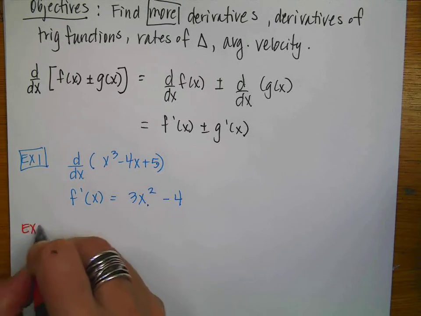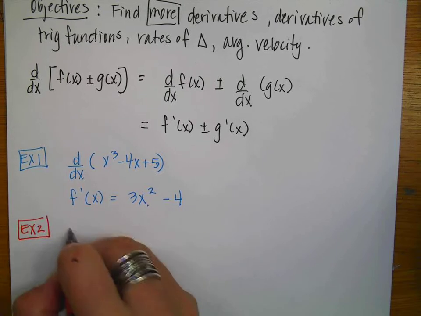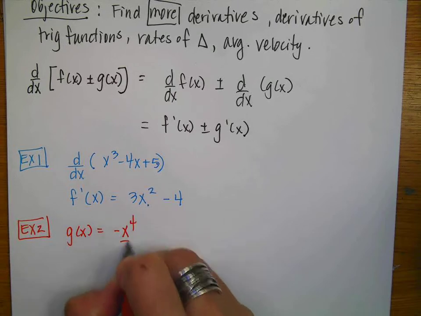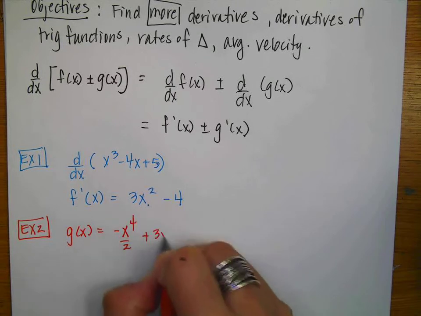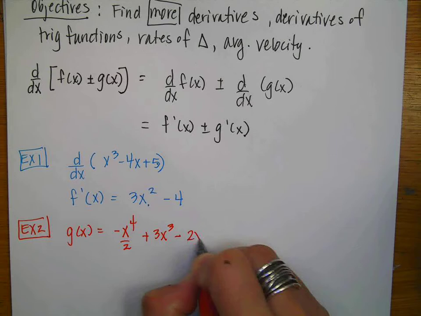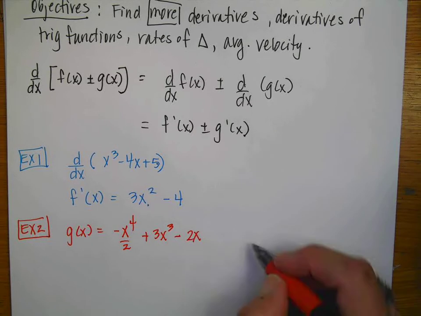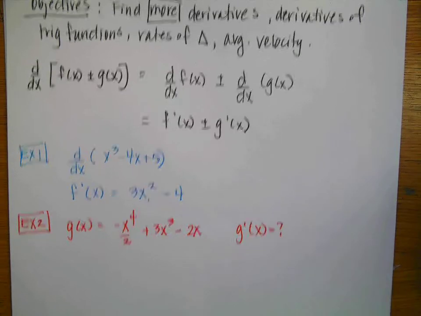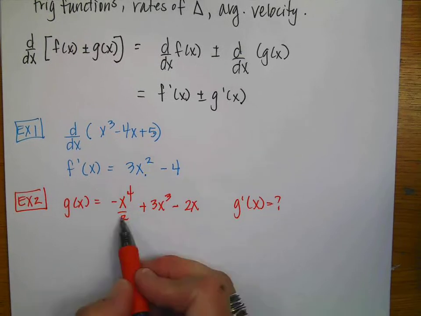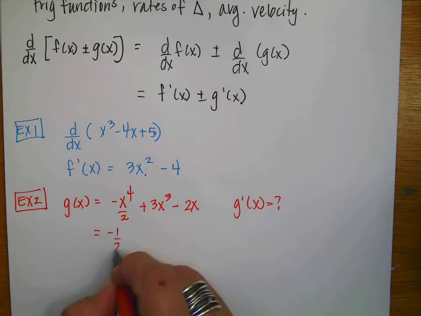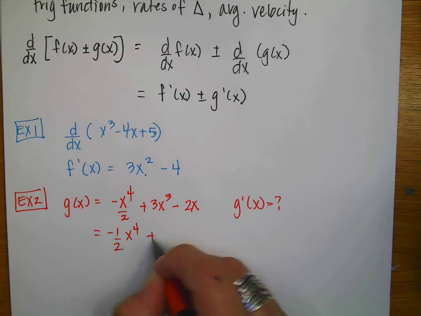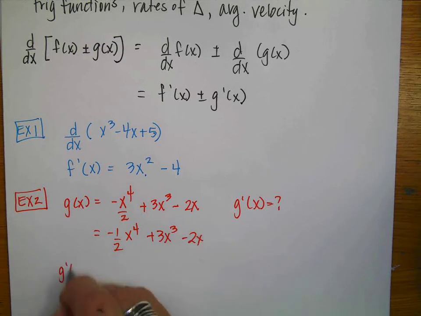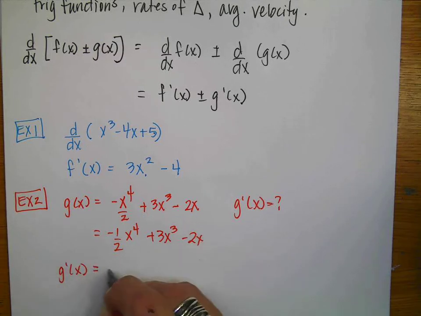The second example is going to say g of x is equal to negative x to the fourth over 2 plus 3x cubed minus 2x. I want to find the derivative, so g prime of x is equal to what? As I do that, I'm going to rewrite this. So this is a negative 1/2 x to the fourth. Here's my 3x cubed and the 2x.